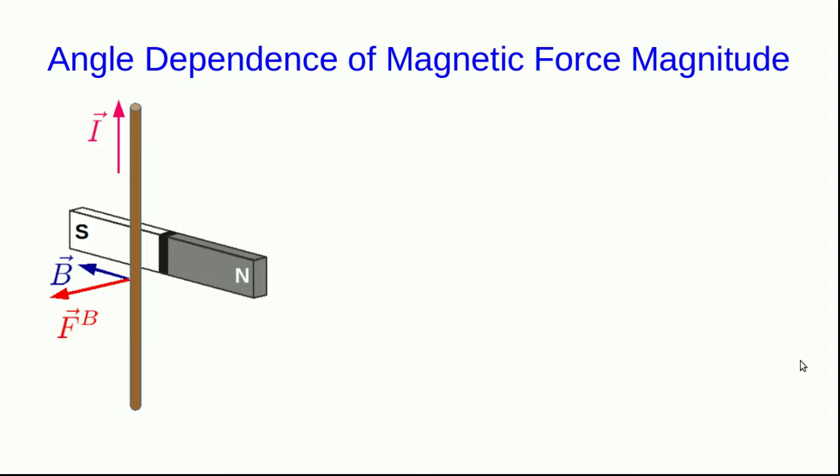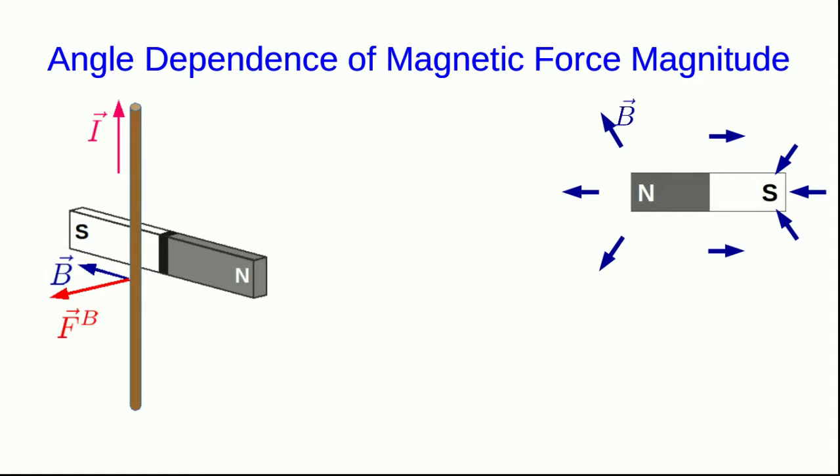One more thing is very easy to demonstrate by experiment. Think about this bar magnet next to this current-carrying wire, and the direction of the magnetic field at the location of the wire. If you're not sure why I'm saying that the magnetic field is in the direction that I've indicated in the diagram, remember that the magnetic field around a bar magnet looks like this. And so, right beside the bar magnet, which is where the wire is, the field points parallel to the magnet and from north to south.